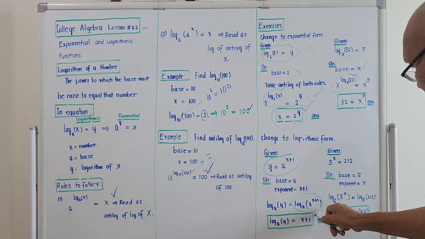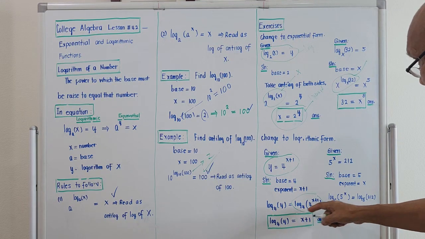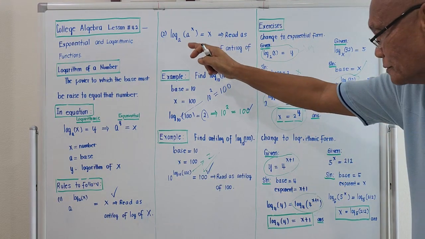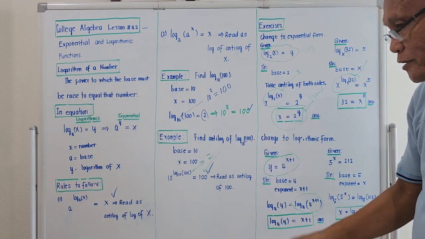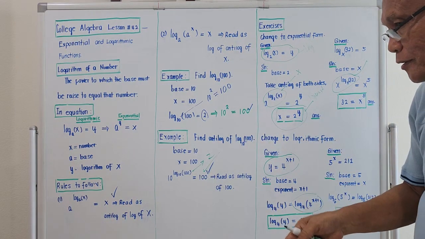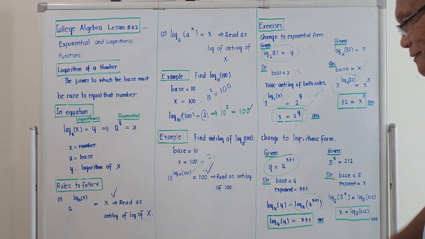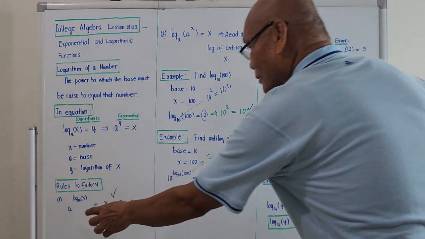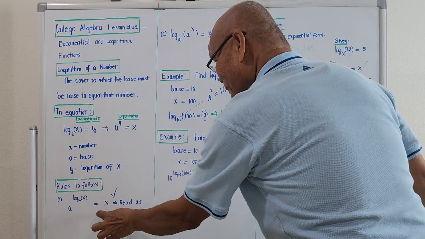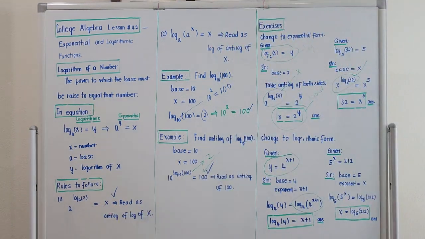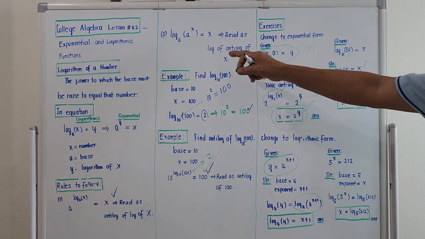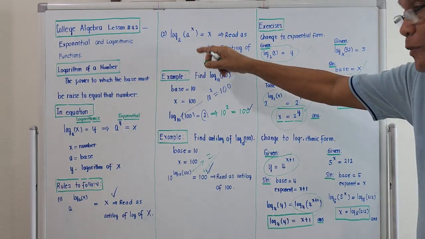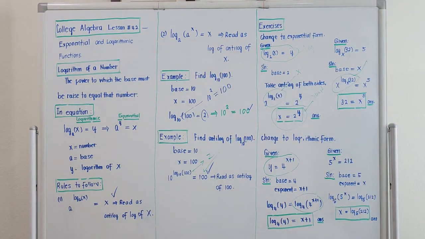Okay? In the simplification of this, I use rule number 2. The logarithm of an antilog is just the given function, right? They try to cancel out each other. On the first one, the antilog of the logarithm is still the given function. Okay? But this one here falls under rule number 2, the logarithm of an antilog, right?